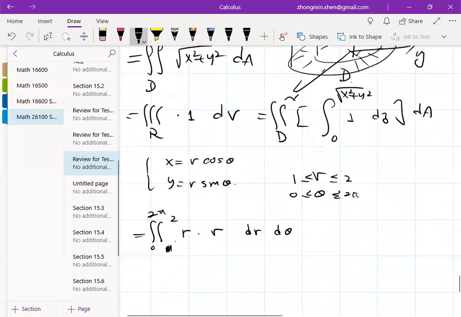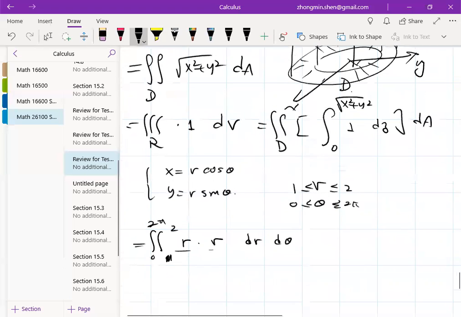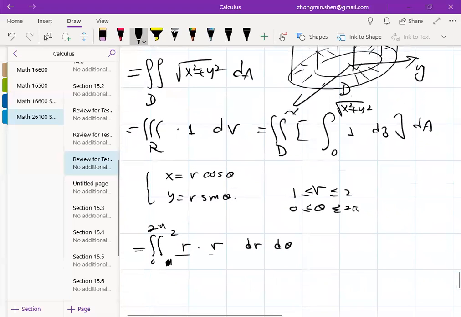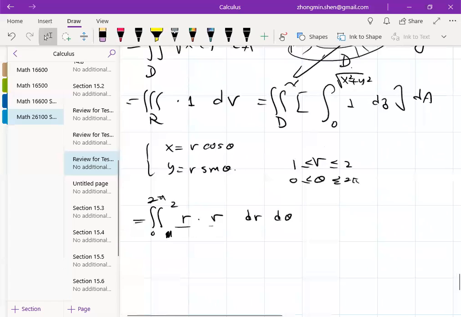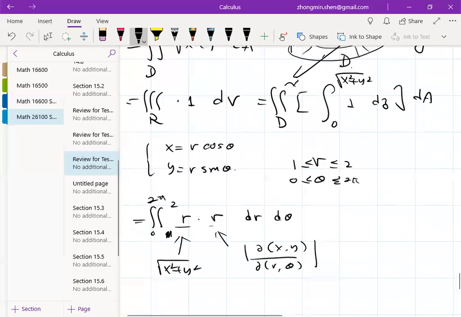This r comes from the square root of x squared plus y squared. This other r is from the Jacobian for the map between x, y and r, theta. This comes from the square root of x squared plus y squared.